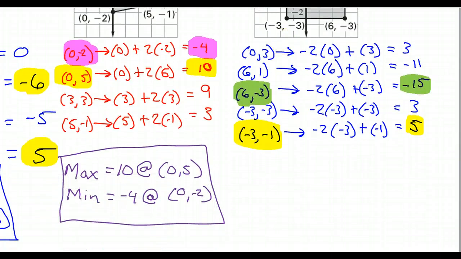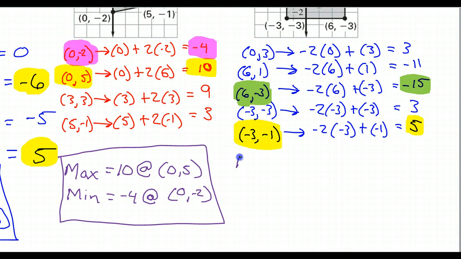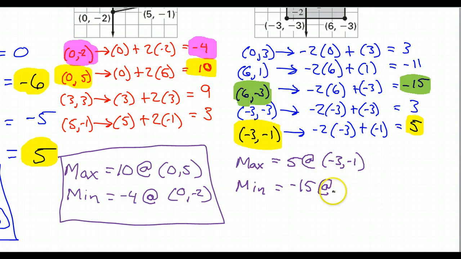So we'll write our answer this way. Max equals 5 at -3, -1. Min equals -15 at 6, -3.